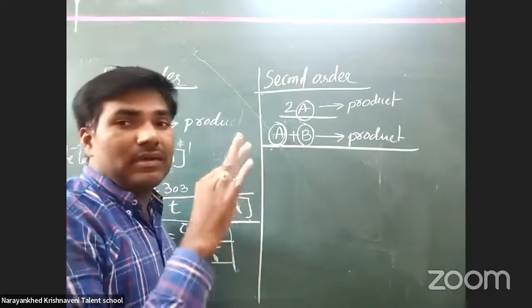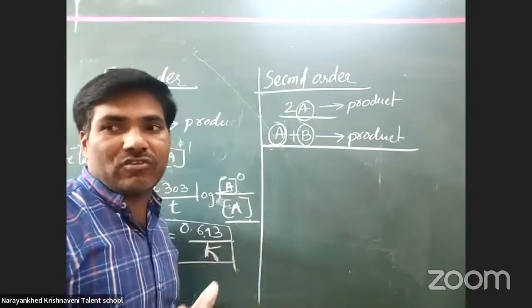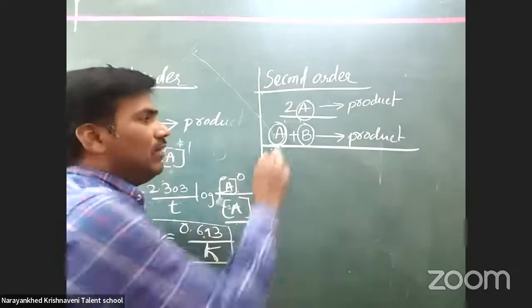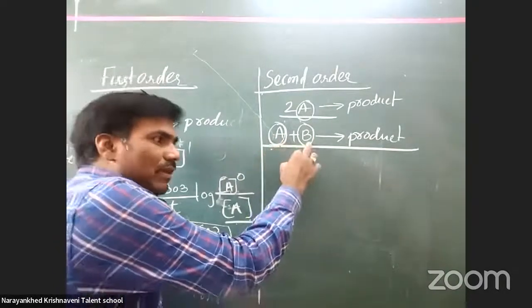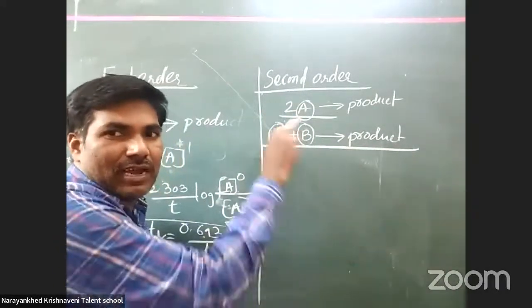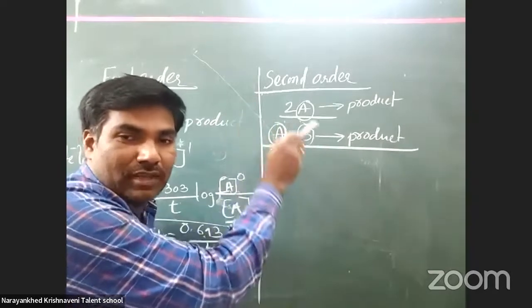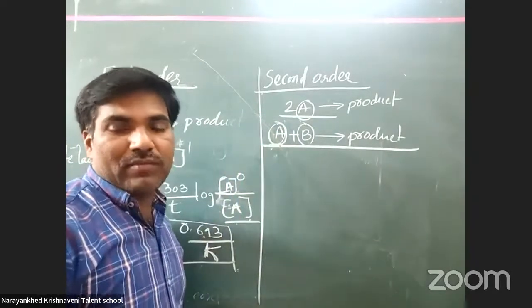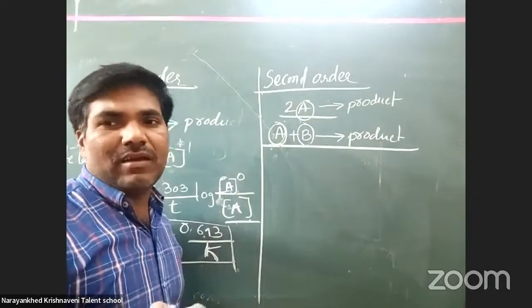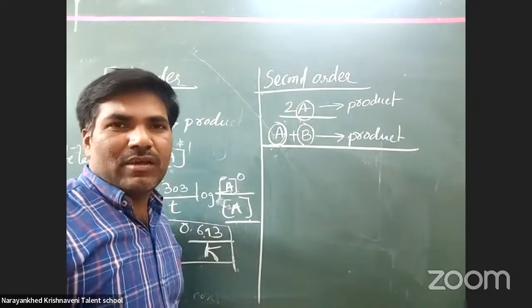Second order reaction. Got it or not? A is one reactant and B is another reactant. The order for A is one, and B is also one. This is called a second order reaction. Okay, you know this very well.